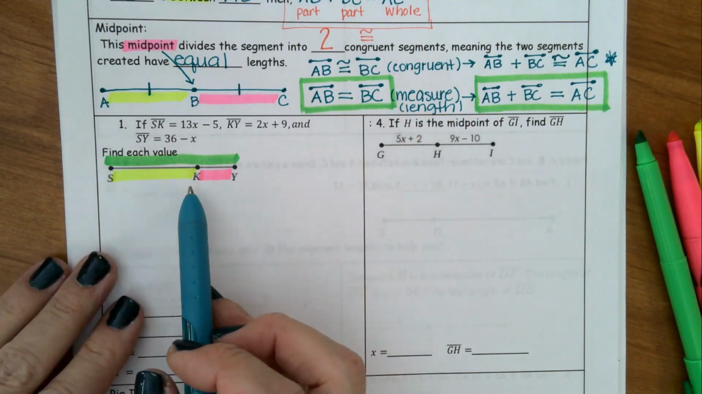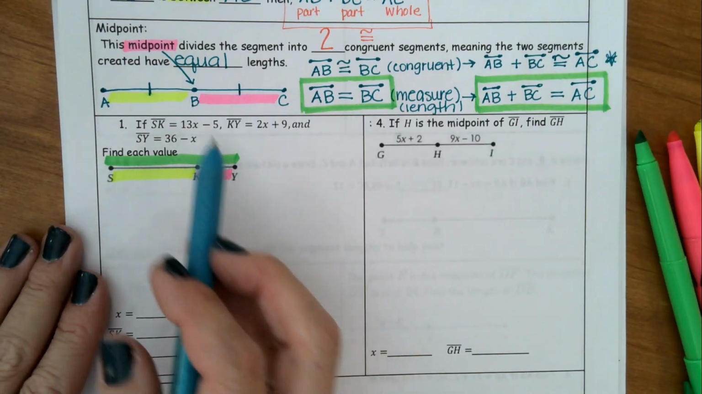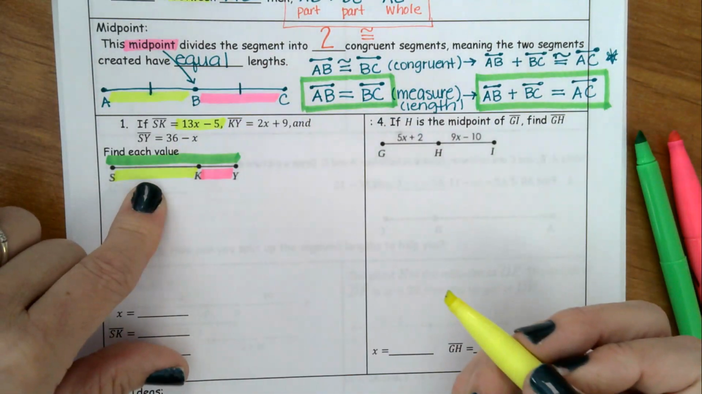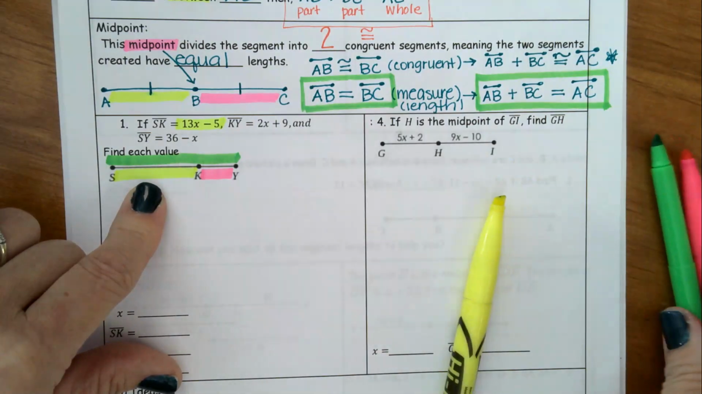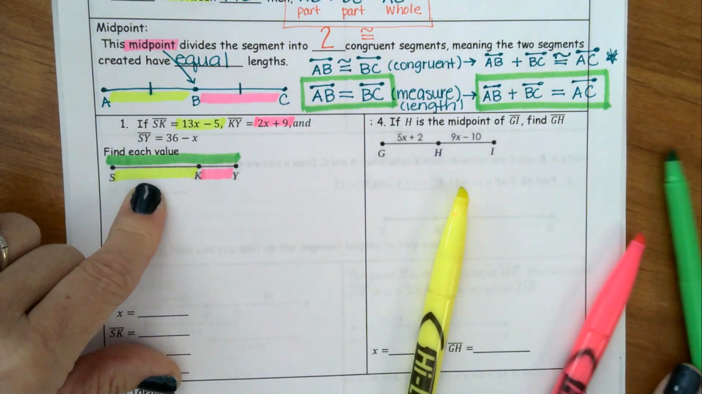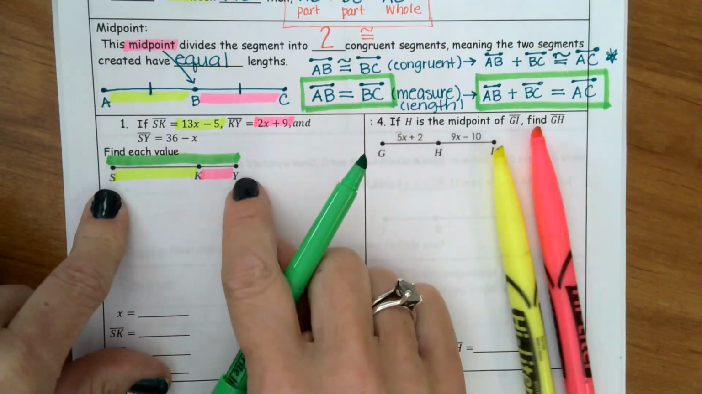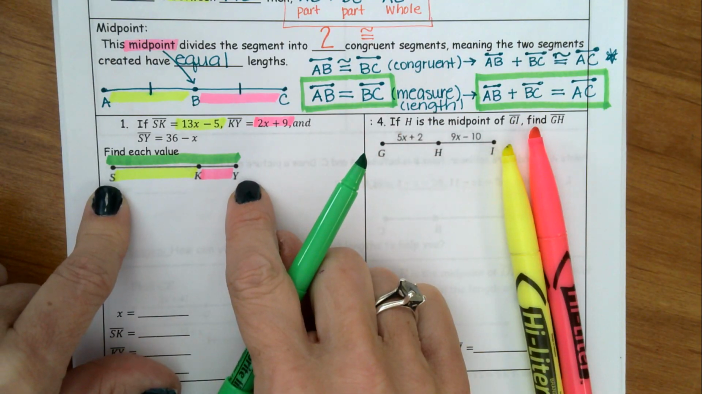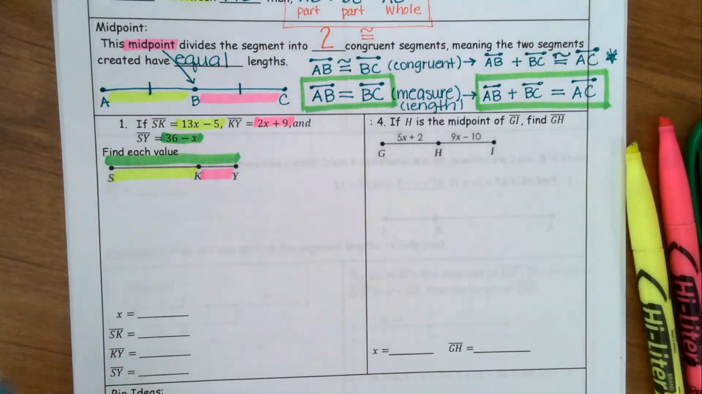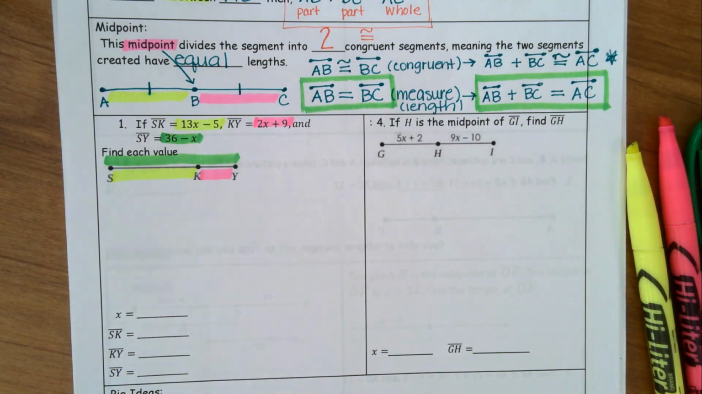All right, now that I have the picture highlighted, let's go find some things. SK, oh, that's 13x minus 5. KY is 2x plus 9. And then the entire distance from all the way from S to Y is 36 minus x. So I've highlighted the information and I've highlighted the picture. If you don't have highlighters, go get them off of my bookcase over there. I want to see color on your paper.